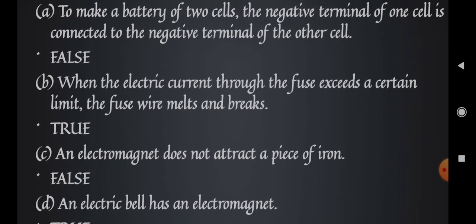An electromagnet does not attract a piece of iron. Okay, so when the current is passed through the device, the wire will act as a magnet. And you know that magnets always attract magnetic material, for example iron, nickel and cobalt. So definitely the answer is false. Because if it does not attract iron, then how can it be called an electromagnet?